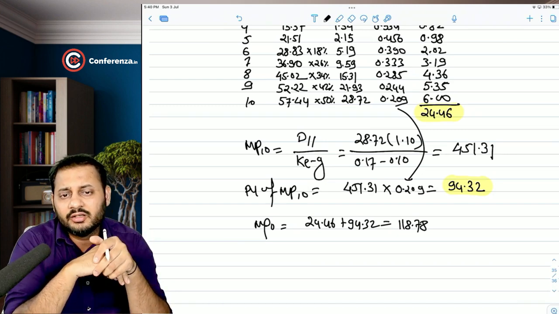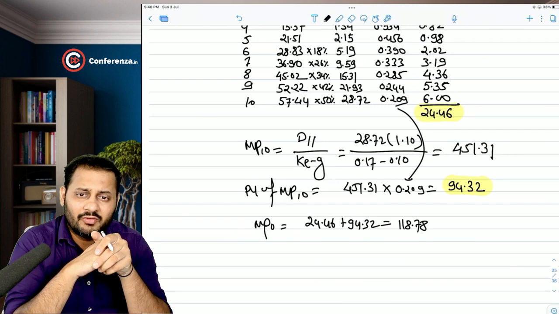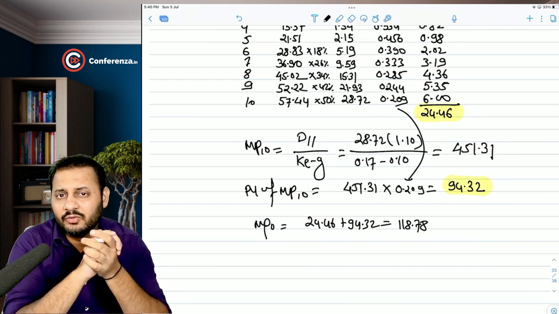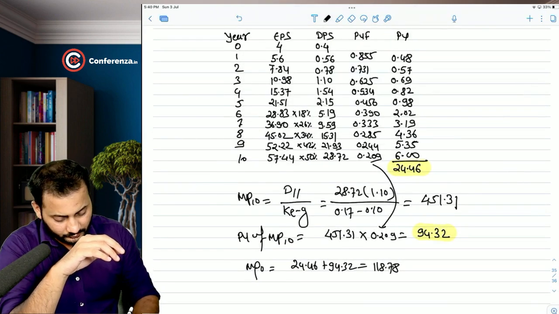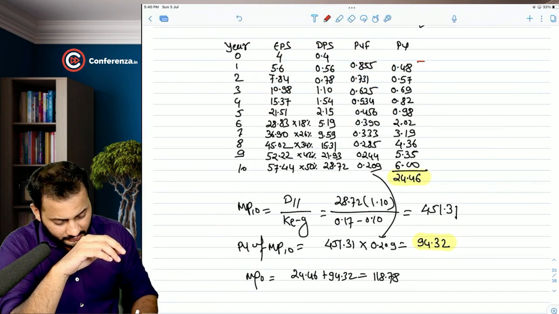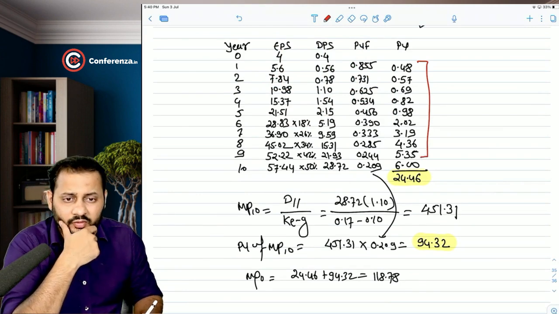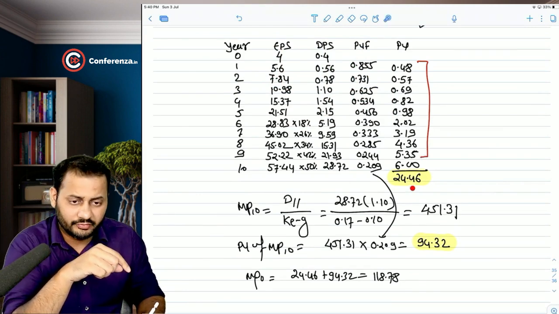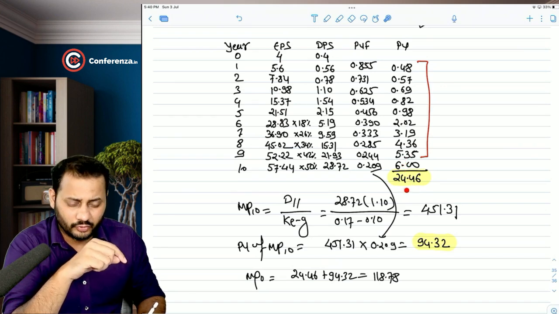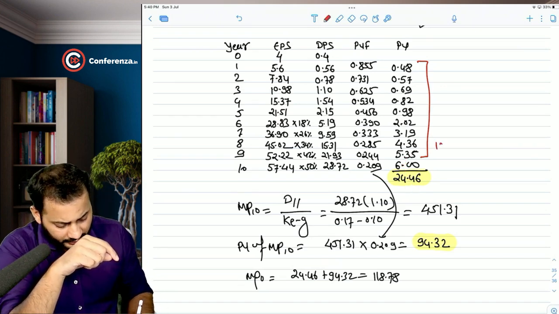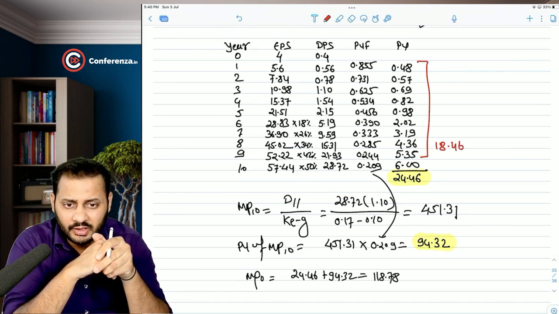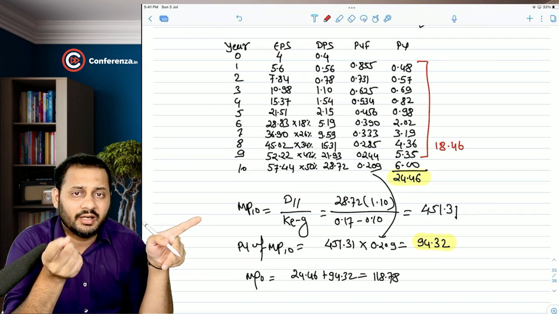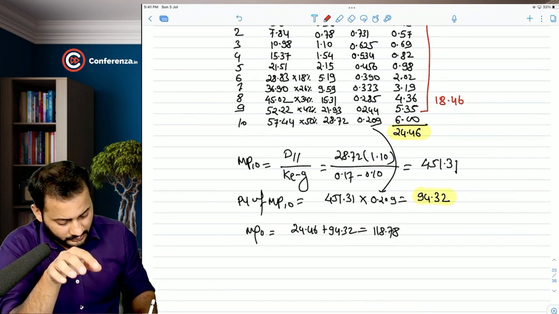Instead of calculating the 10th year cash flow, what would have happened if we would have restricted our calculation till 9th year only? So in that case, we would have taken the total of these two, or I can just deduct 6 rupees from 24.46. This gives me around 18.46 of the total. Okay, one figure has been arrived. After that, I would have calculated MP9, not 10.